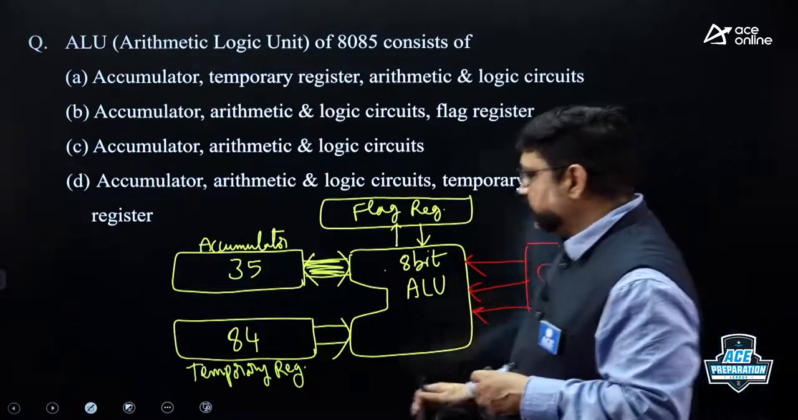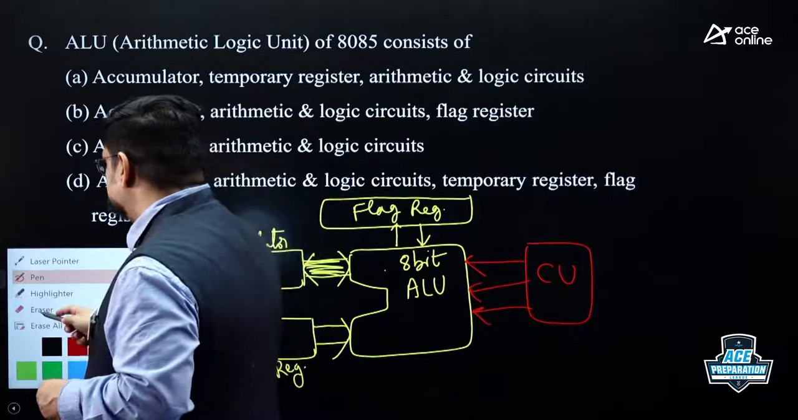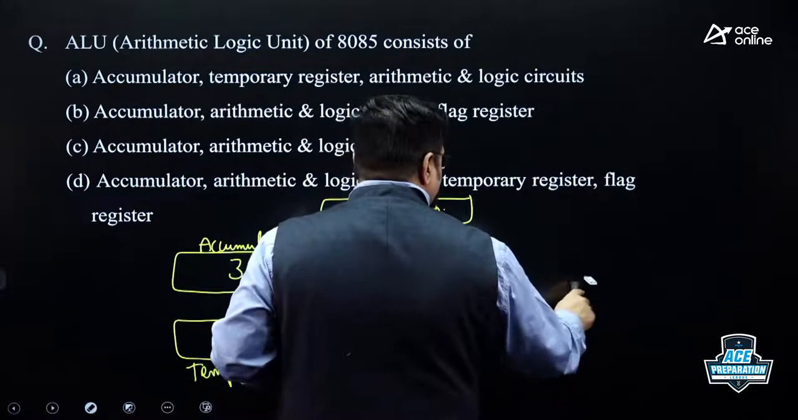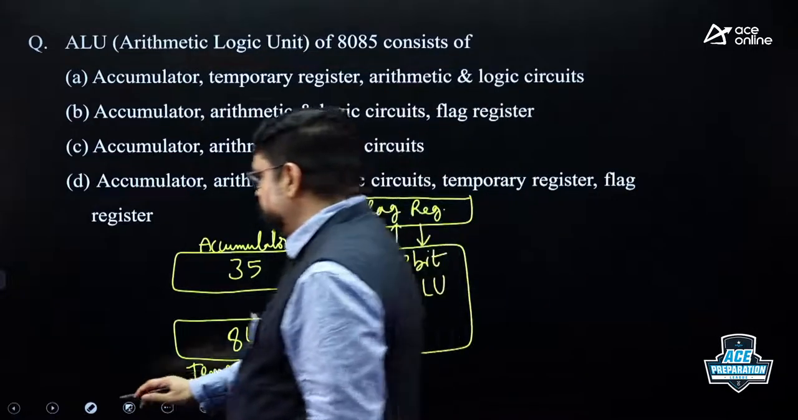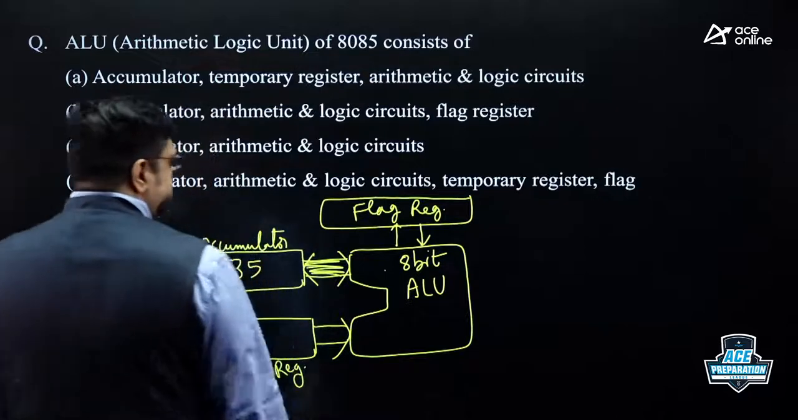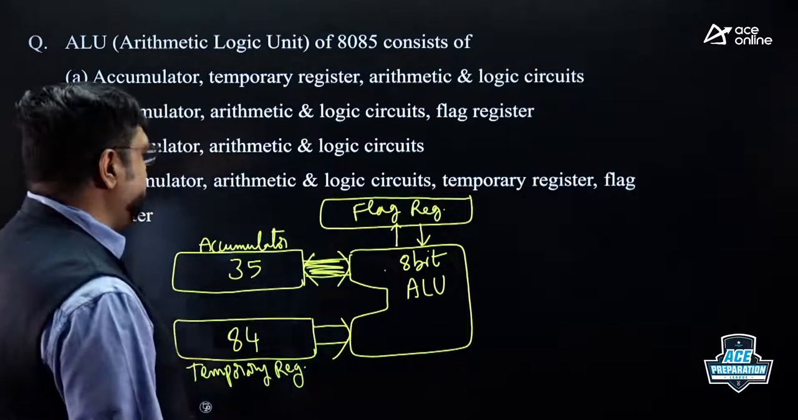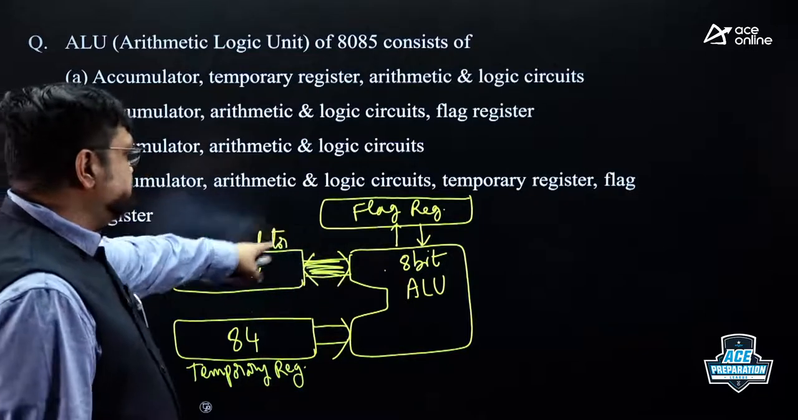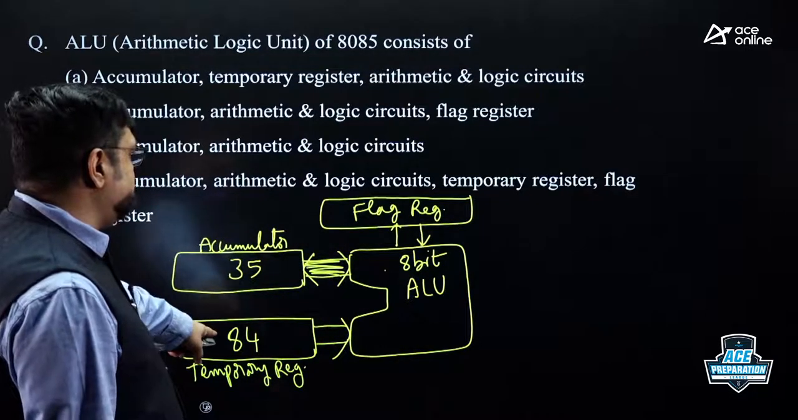Don't take the control unit here. If I keep it, you will think the control unit is part of the ALU. Control unit is not a part of ALU, please. The question is on ALU now, so let it be on ALU. So this is your ALU of 8085. Arithmetic and logic circuits are there inside. Flag register is there, accumulator is there, temporary registers are there.